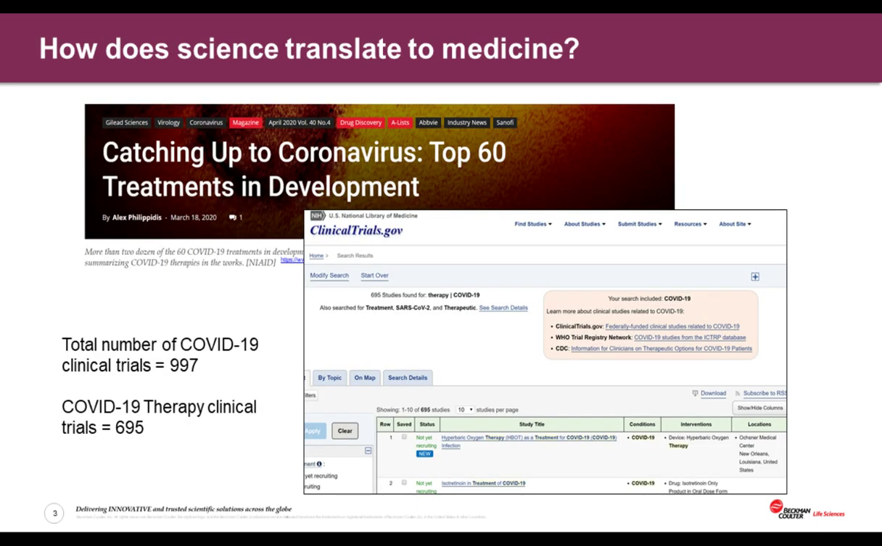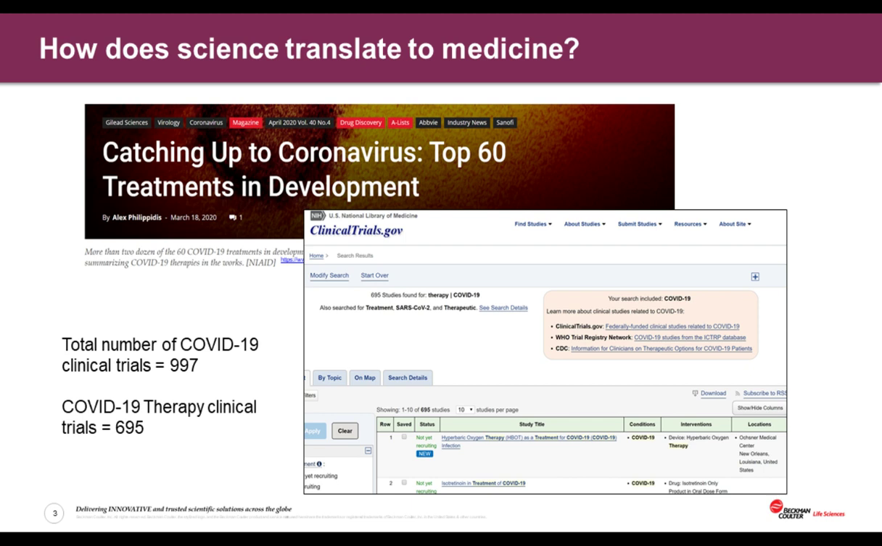So how exactly does science translate to medicine? Many of us who are stuck in the lab and doing the science at our lab bench forget the final outcome and the purpose of why we're doing the science. But ultimately, it's to progress the science into medicine. And today, catching up to coronavirus, which is quite an interesting time that we live in, this pandemic, we can see this report that shows 60 treatments that are currently in development. So these treatments obviously came from the preclinical trials that were developed in labs, in animal models.